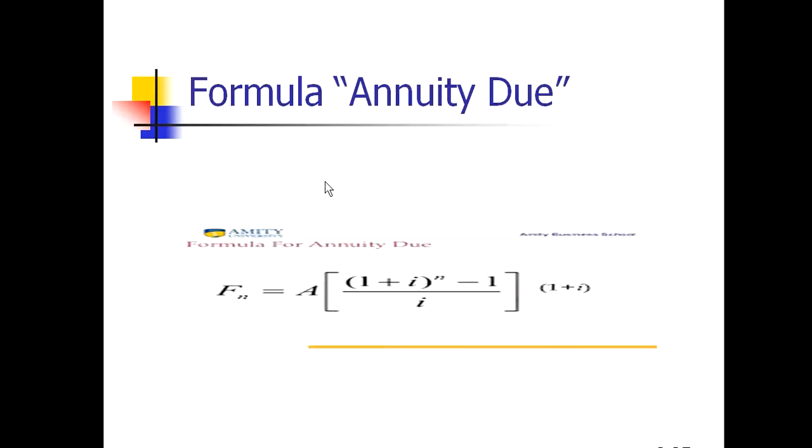And the final method can be done using this equation, which is future value equals A. Here A is the payment, which is $100, multiplied by (1 plus i) to the power of n, minus 1, divided by i, the rate of interest. Then we multiply the total amount by 1 plus i.